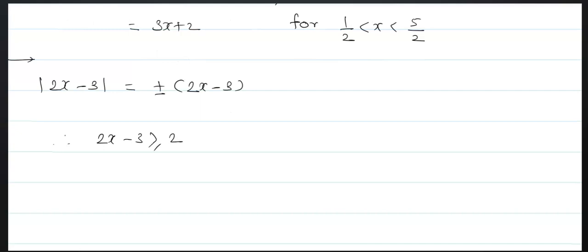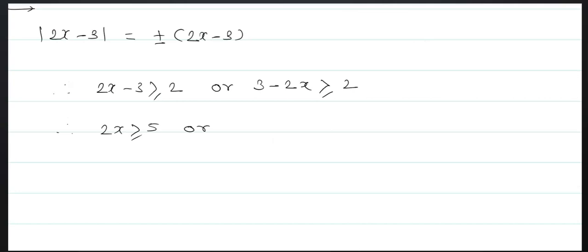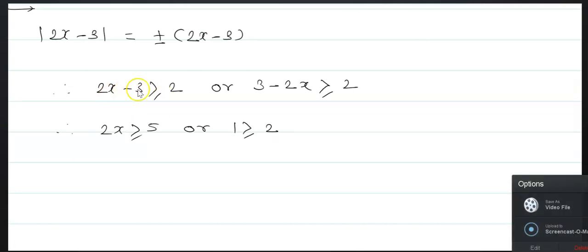Now again, mod of x minus 2 is equal to plus or minus of 2x minus 3. For the first, 2x minus 3 is greater than or equal to 2. And for the second, minus in bracket 2x minus 3 is greater than or equal to 2, which is nothing but 3 minus 2x. I am operating the minus sign here. Therefore, add 3 on both sides, then you will get 2x is greater than or equal to 5. And here 3 minus 2x is greater than 2.